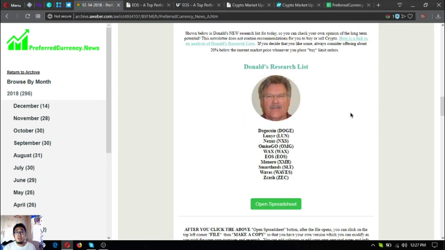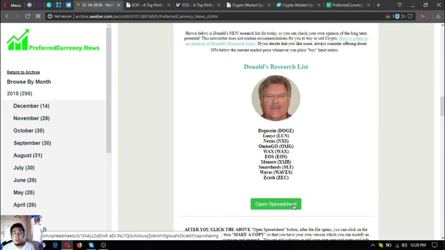Okay, so here is the main update today. So this is the research list. So these are the top coins for today. So these are Dogecoin, Lunar, Nexus, Omisego, Wax, EOS, Monero, Smartlands, Waves, and Zcash. Okay, so these are the top coins that you should include in your research list.